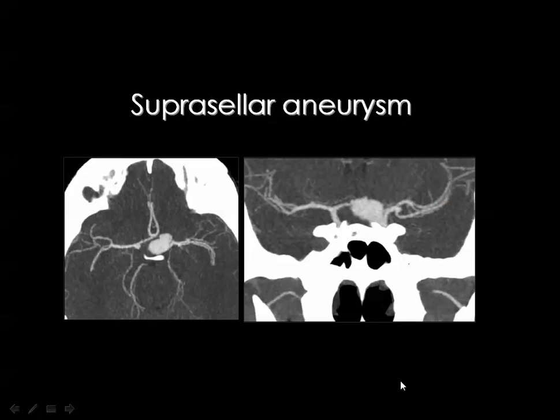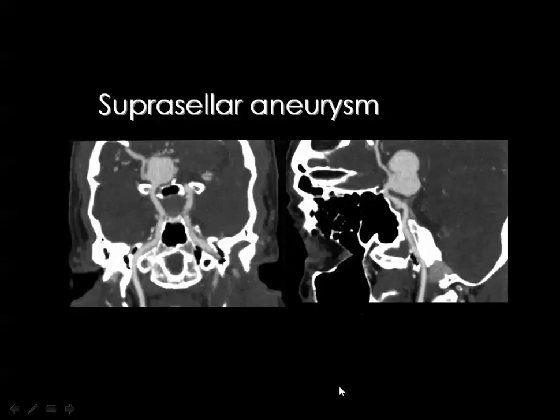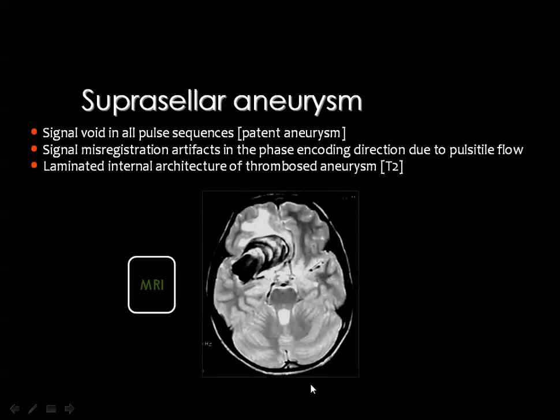CT angiography and MR angiography are helpful in the delineation of the aneurysm and confirming the diagnosis, and they show the neck of the aneurysm, which is important for the treating physicians. And these are coronal and sagittal reconstructed images of CT carotid angiography. And you can see the carotid artery in the suprasellar area. You see a big aneurysmal sac connected to the region of the anterior cerebral artery.